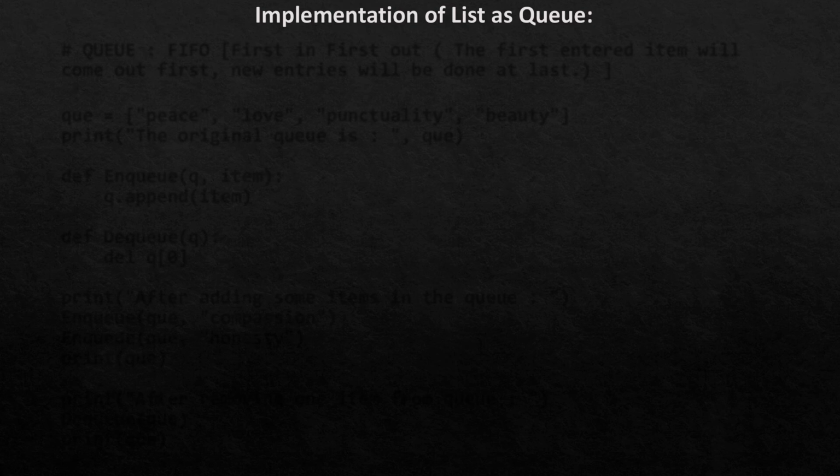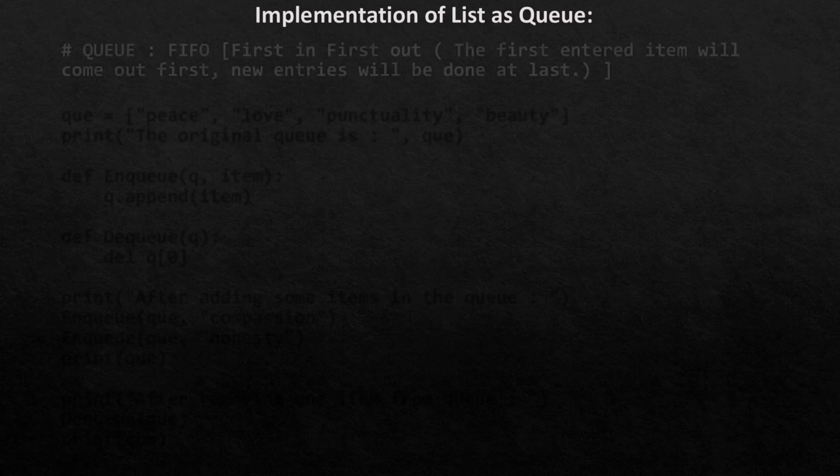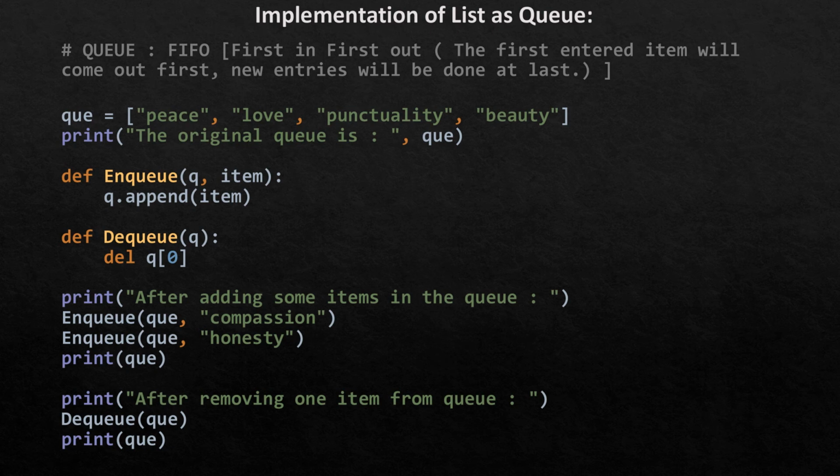Now implementation of list as a queue. As we know, queue is a first in first out data structure. That means the first entered item will come out first and new entries will be done at the last. We can think of a line, like suppose you are waiting in a queue for some ticket or something, then we can think of this data structure. So let us take one list as a queue with name QUE, and we have entered some elements into it.